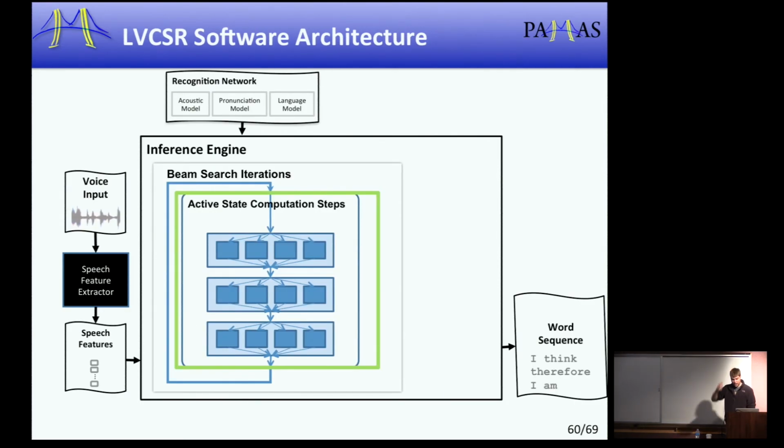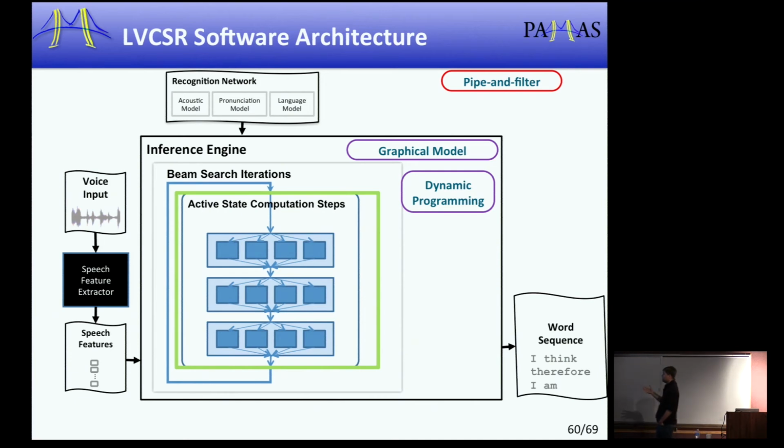Okay, so at the very top level, what I showed in the previous slide is a pipe and filter. Voice input, feature extraction, inference, and words come out. That's the top level architecture.